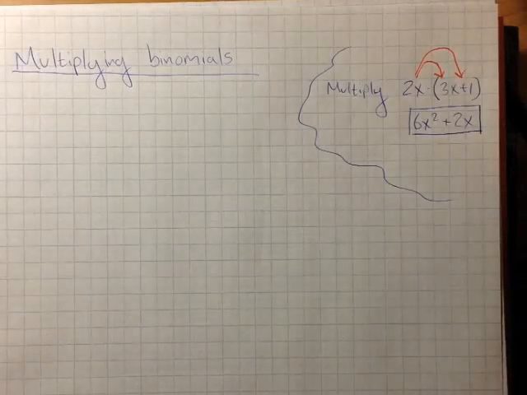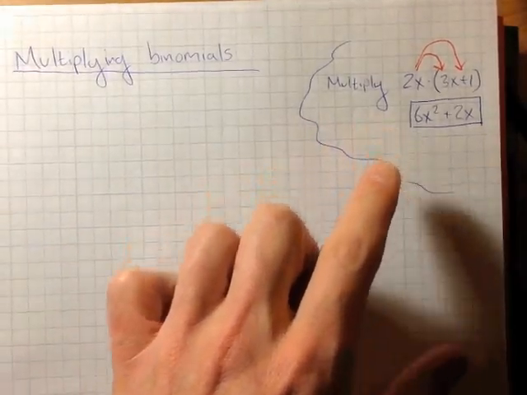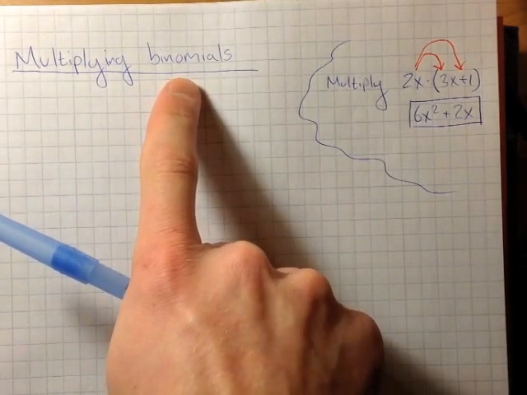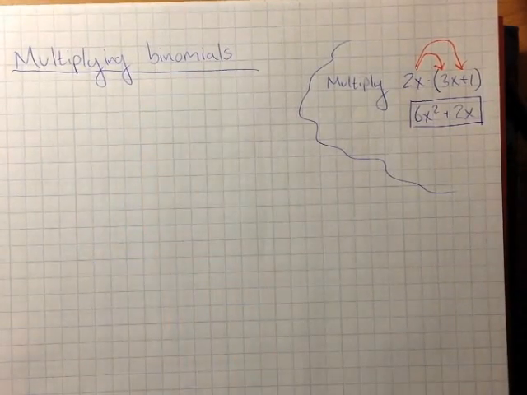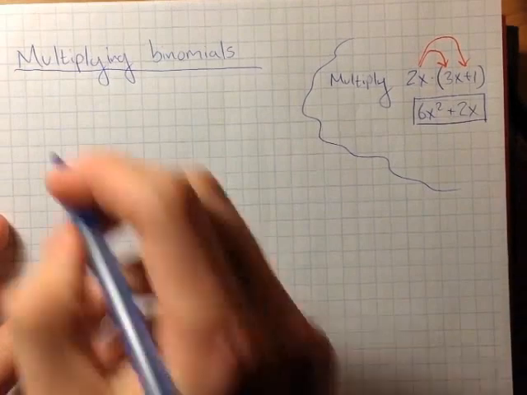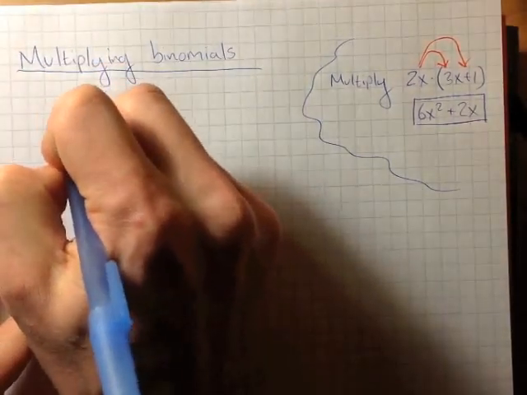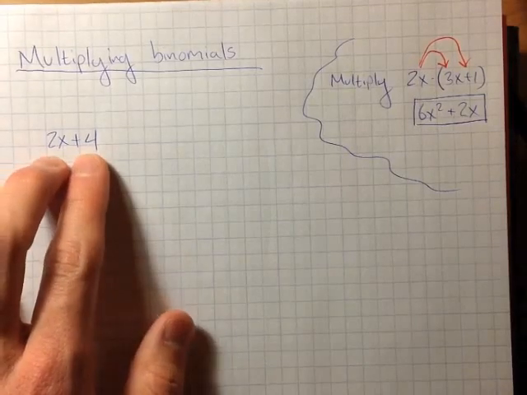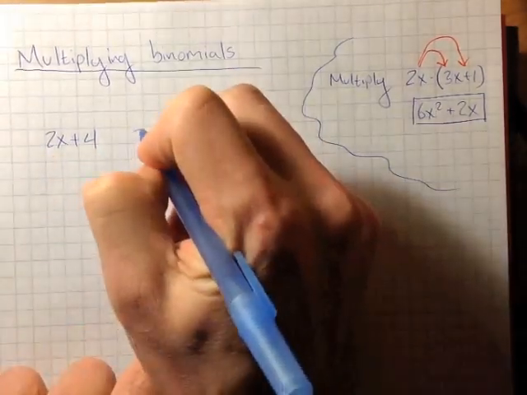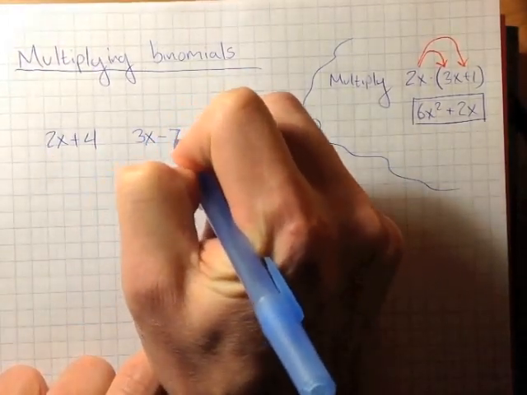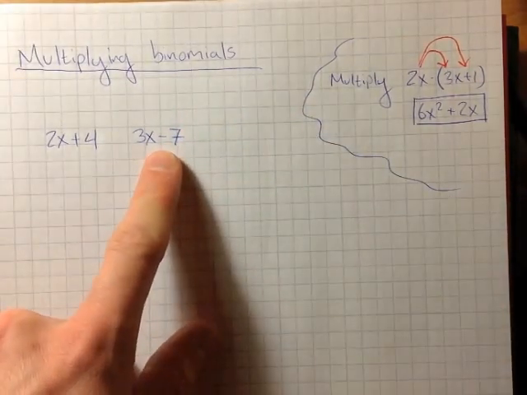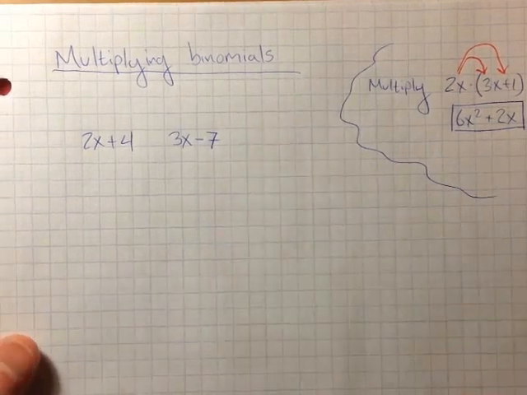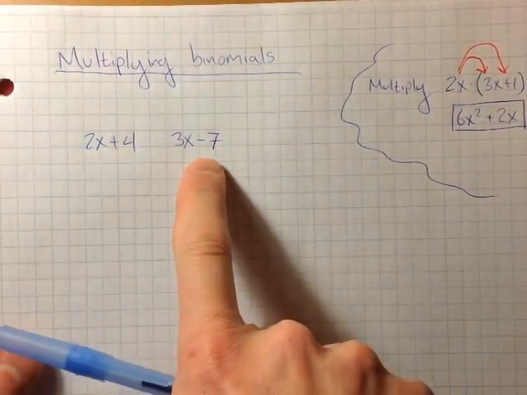Multiply. Now we're going to do the same exact thing in this next section, except we're going to be multiplying binomials. So let me give you an example of two binomials. Let's say 2x plus 4. That's a binomial because it has two terms. And then 3x minus 7. That is also a binomial. Now, what we're going to be interested in doing in this section is multiplying these together.